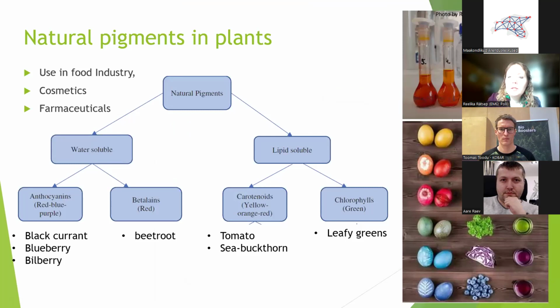Now, another very large industry is the natural pigments in plants. So from the figure, I have put here the different natural pigments. One are the water-soluble pigments, and the others are lipid-soluble pigments. So you can see that we can find different natural pigments in plants, and of course, definitely you have experienced the coloring effect of beetroot for your fingers or whatever.